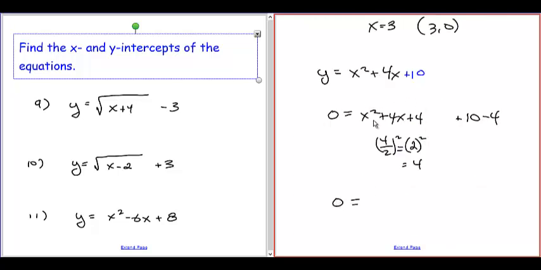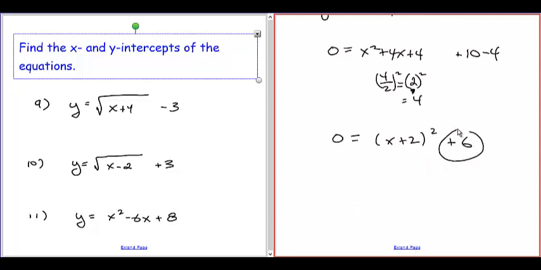And this can be made into a complete square. So we take this number here, 2: x plus 2 squared. If I multiply x plus 2 times x plus 2, I'll get x squared plus 4x plus 4. Here I get 10 minus 4, which is 6. And when I go to the next step, I'll get a -6 over here, like that.